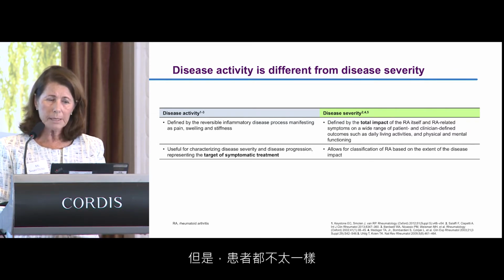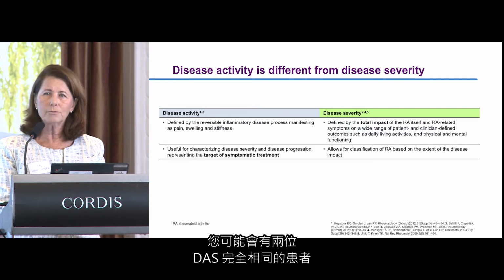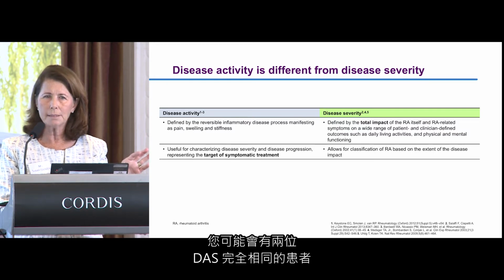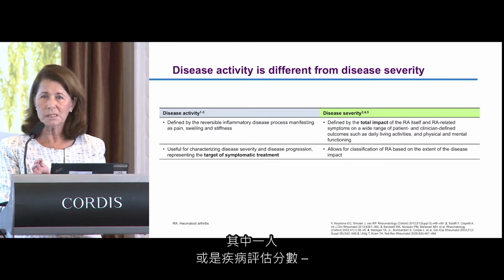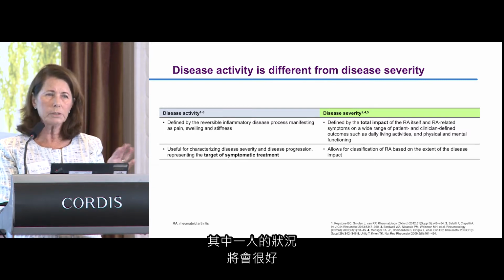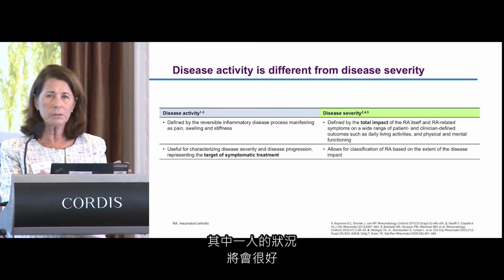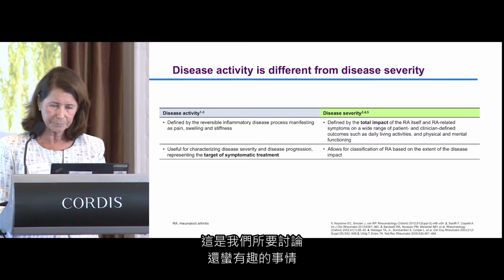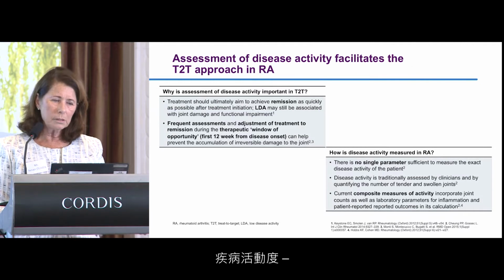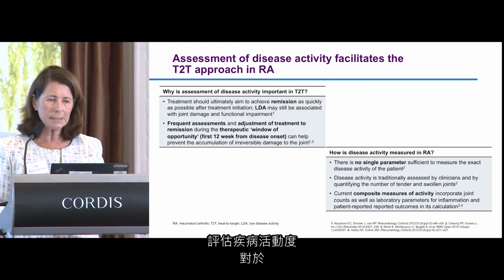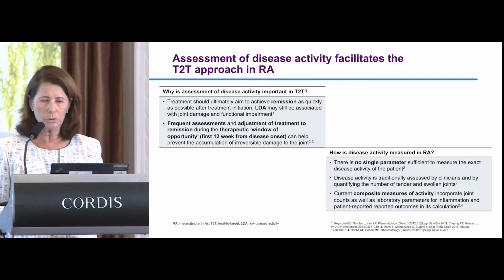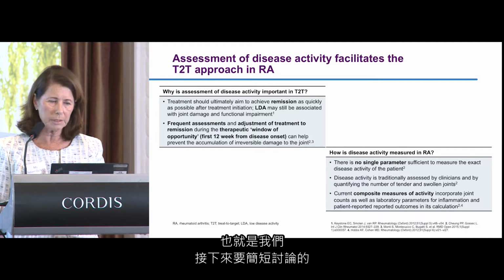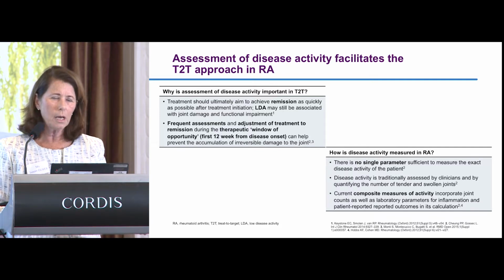And patients may vary. You may have two patients with exactly the same DAS, or disease assessment score, and one person will be doing really quite well, and the other person with the same score might be doing very badly. And that's an interesting thing to talk about. So assessing disease activity is really important in the treat to target approach, which we're just briefly touching on now.